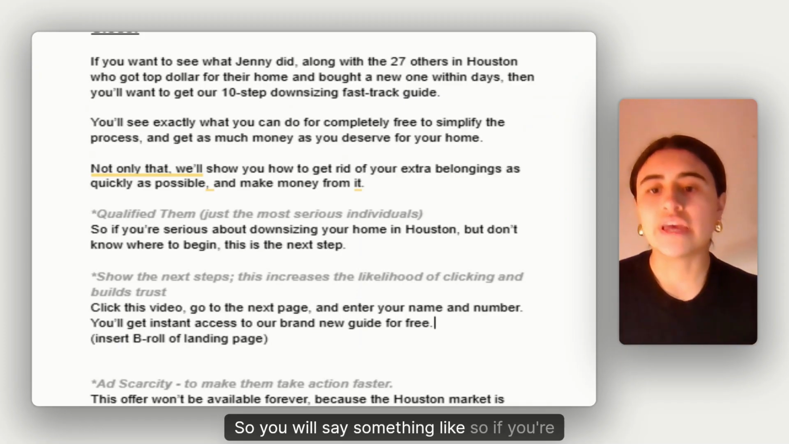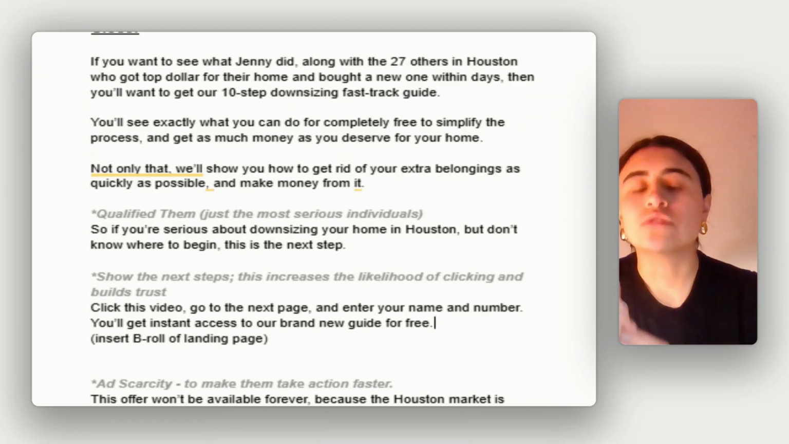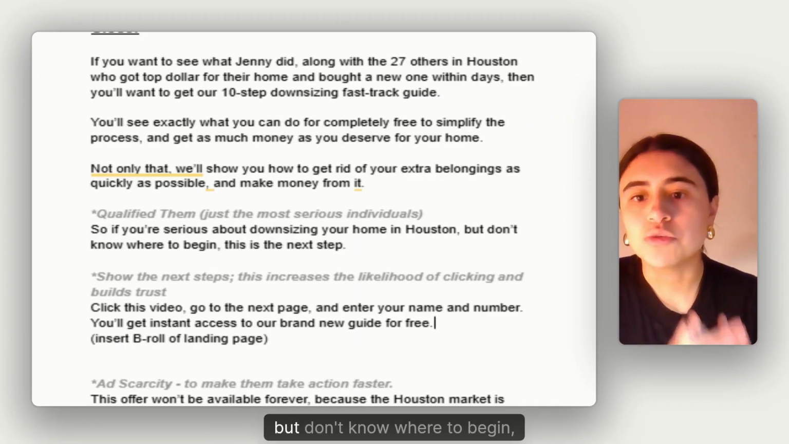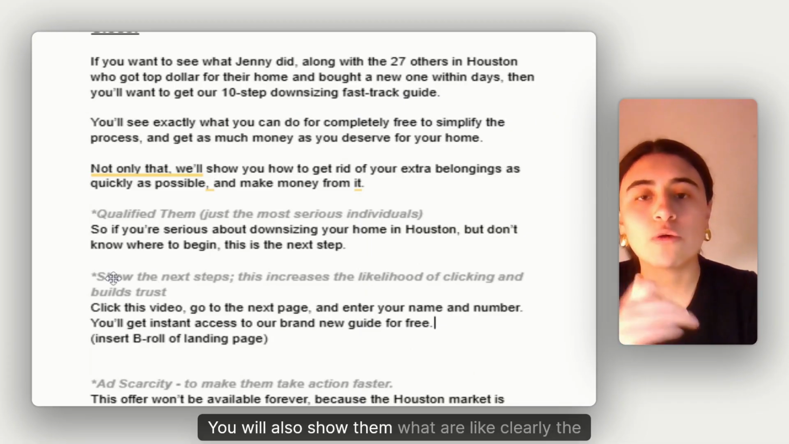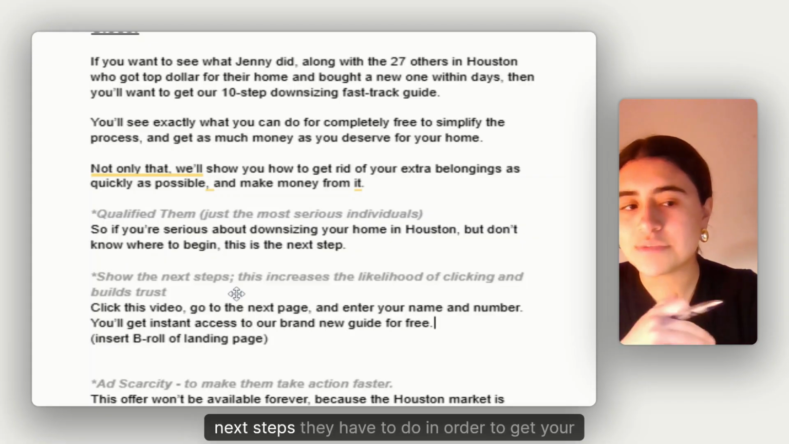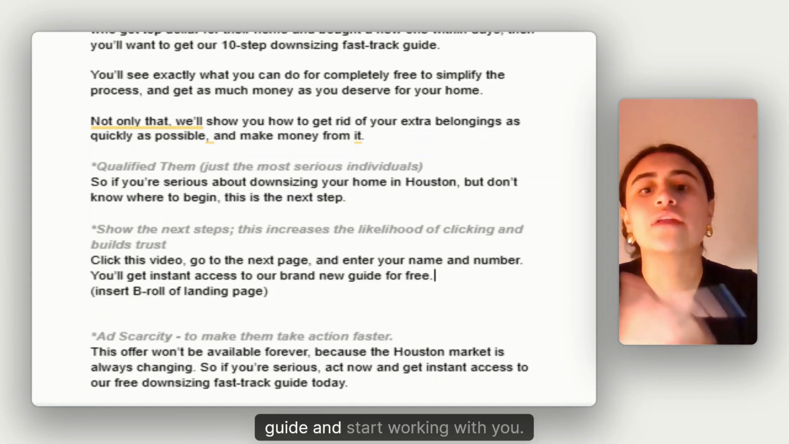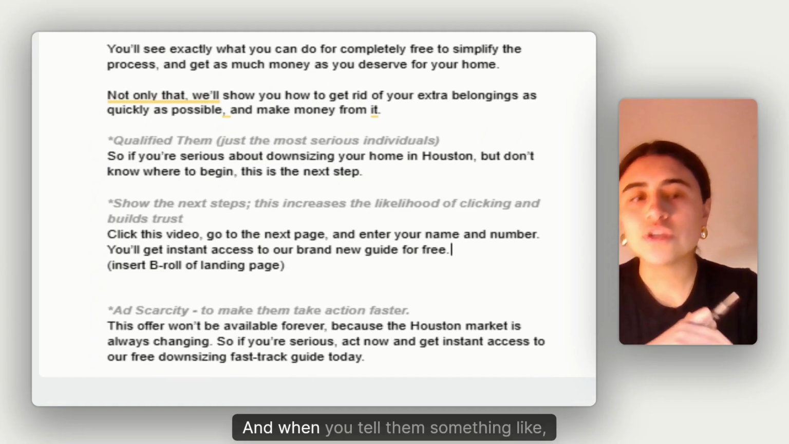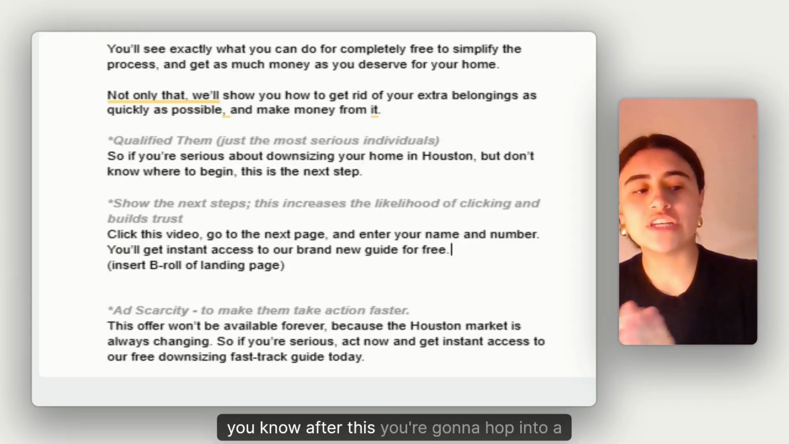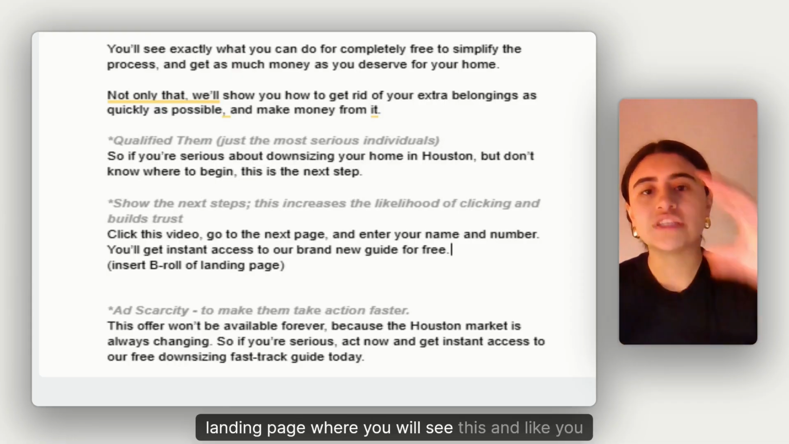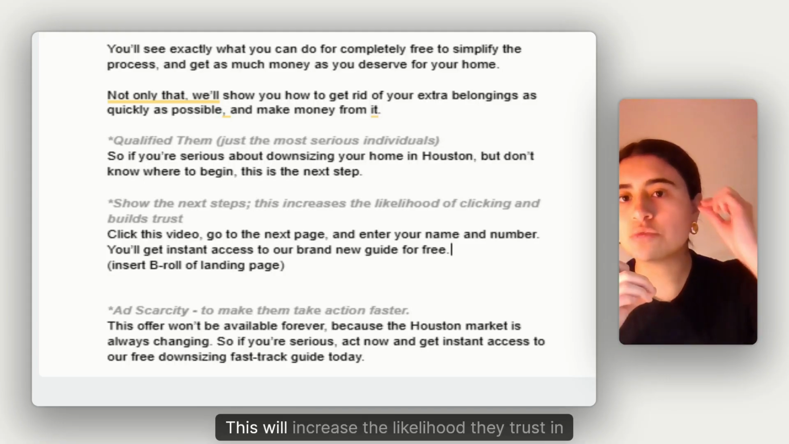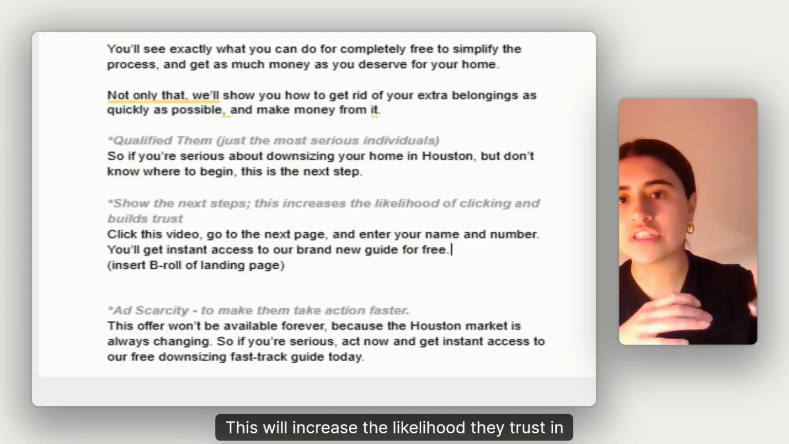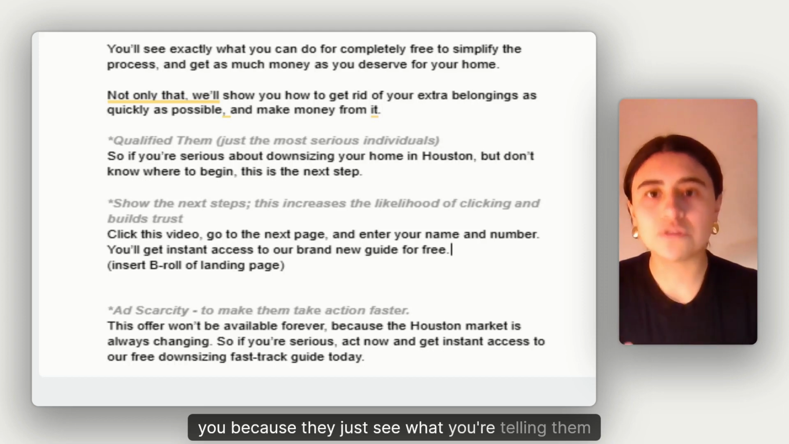So you will say something like, if you're serious about downsizing your home in Houston but don't know where to begin, this is the next step. You will also show them clearly the next steps they have to take in order to get your guide and start working with you. And when you tell them something like, after this, you're going to hop into a landing page where you will see this, you actually put B-rolls of that landing page. This will increase the likelihood they trust you, because they just see what you're telling them.